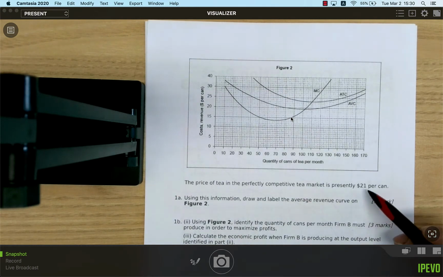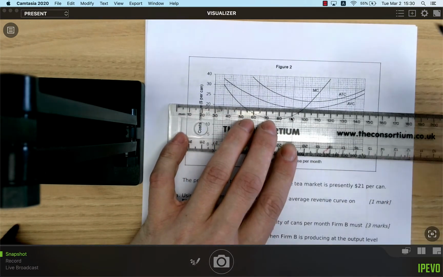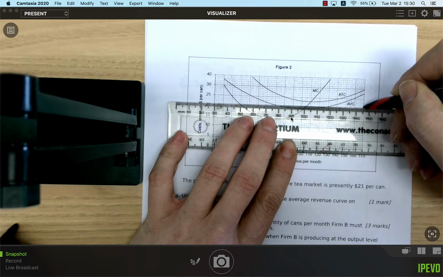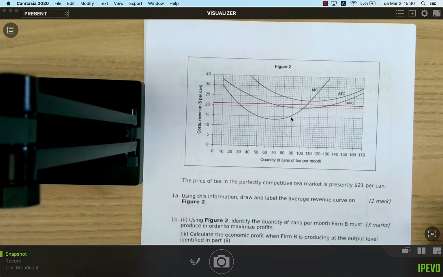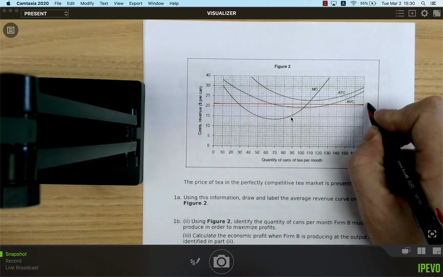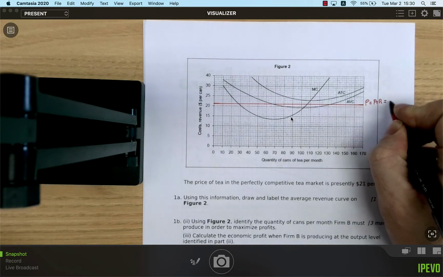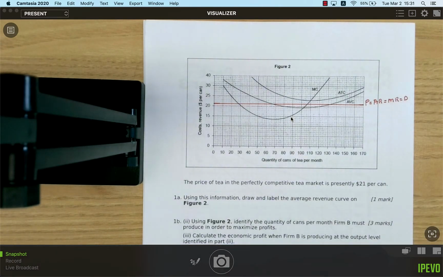And we know that it's perfectly competitive. We're told that in the question, and it has an average revenue curve of 21. So what that actually means is its demand curve is perfectly elastic at the price of 21. So we're going to write this here: price equals average revenue equals marginal revenue equals the demand curve. You really keep that in mind, guys. Well done.